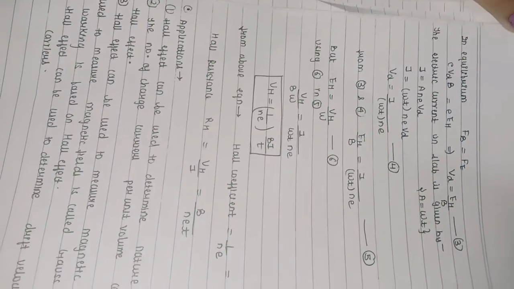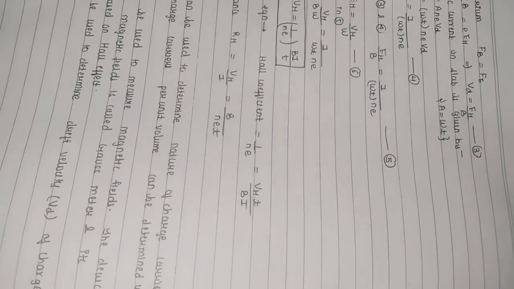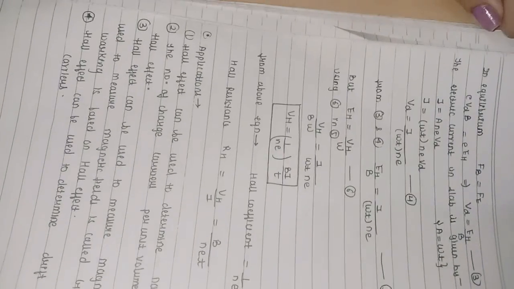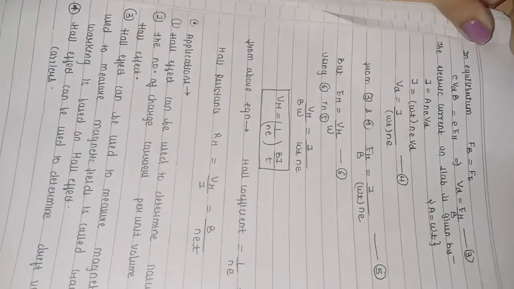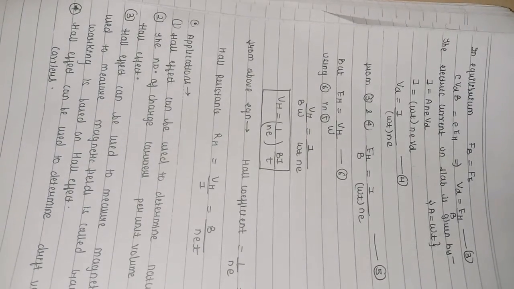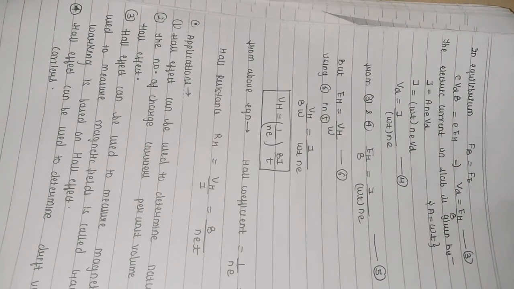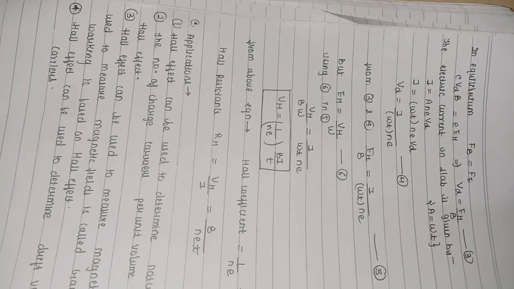The Hall effect can be used to determine the drift velocity vD of the charge carriers. So this is the formula of Hall voltage, and by this equation we can easily calculate the drift velocity vD.